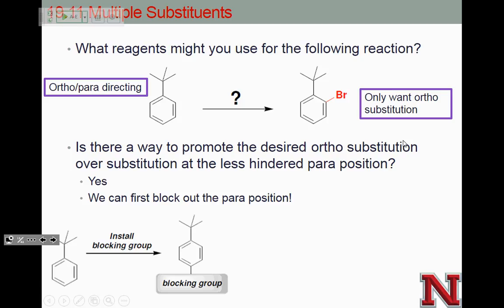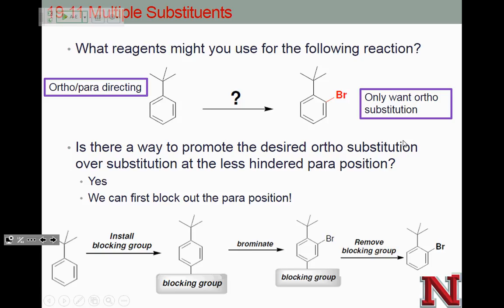So let's say we put a blocking group. Now we don't have a hydrogen here. So now when we react, then our ortho position is going to dominate here, and then we can remove the blocking group. So to do this, we need a group that will react and add to the para position. But the key is it needs to be easily removed because it's not in the final product. But we did talk about a reagent that's easy to remove and reversible, and that was reacting to form our SO3H. Again, that's not going to be a very useful group to have for any other reason other than the fact that it's easy to remove.